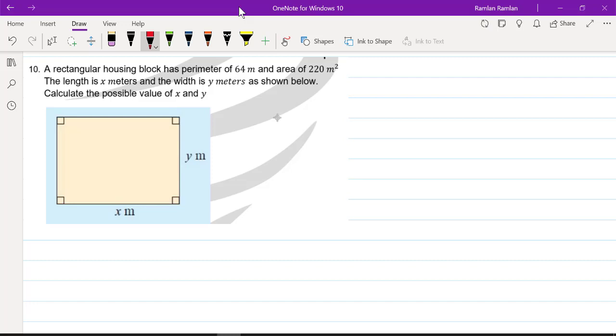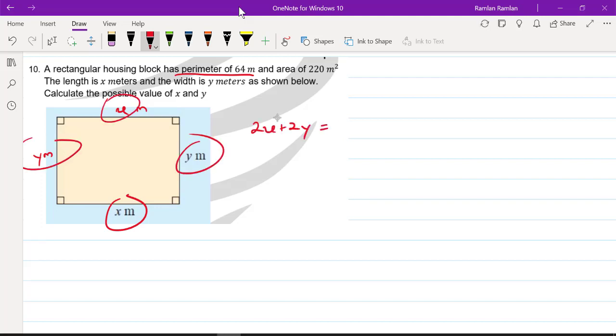So we have this x. This is the length, which is x, and y is the width, right? The first information that we have is that it has a perimeter of 64. If this is a rectangle, this is also going to be x meters, and this is also going to be y meters. Perimeter means you only need to add all of the side lengths, so x plus y plus x plus y is just 2x plus 2y, and that equals 64. So this is the first equation.